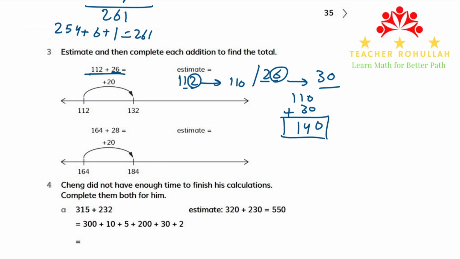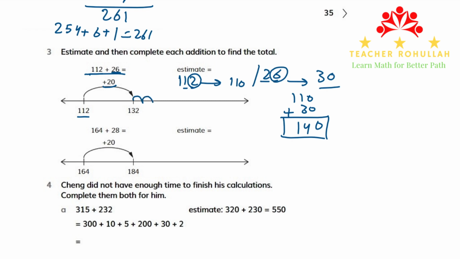Let's now add. Here we have a number line. 112 is the starting point, and 20 is added to it. If we add 20 to it, we get 132. But actually, we had to add 26. So we have to count on another 6 numbers.